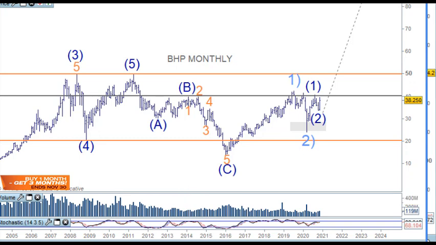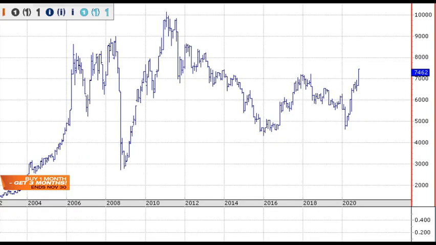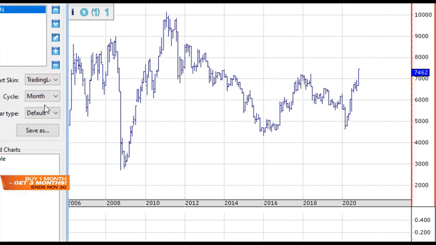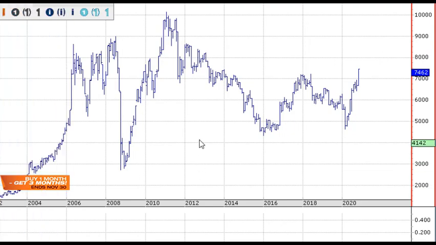On my trading levels charting program, this is copper here. I think I've got it on a monthly chart. Let me just check. Yeah, it's on a monthly cycle, the same as BHP. So we could look at this low here in 2016 and this high here in 2011, and compare those to BHP.